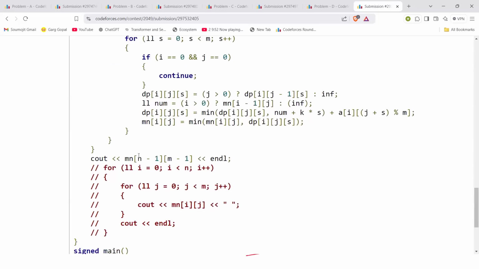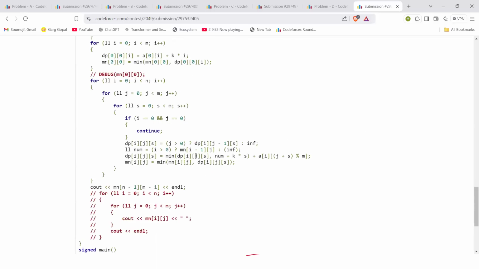So now the answer is finally mn n minus 1 n minus 1, because mn n minus 1 n minus 1 actually stores the minimum cost to reach the cell n minus 1, n minus 1 using an arbitrary number of shifts, right? So this is the solution.